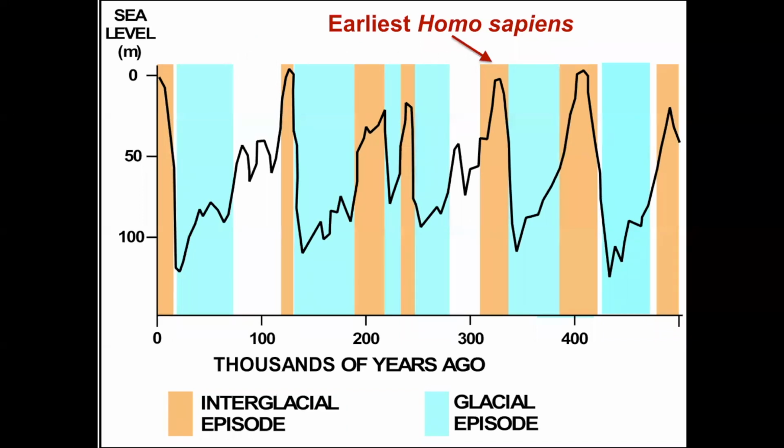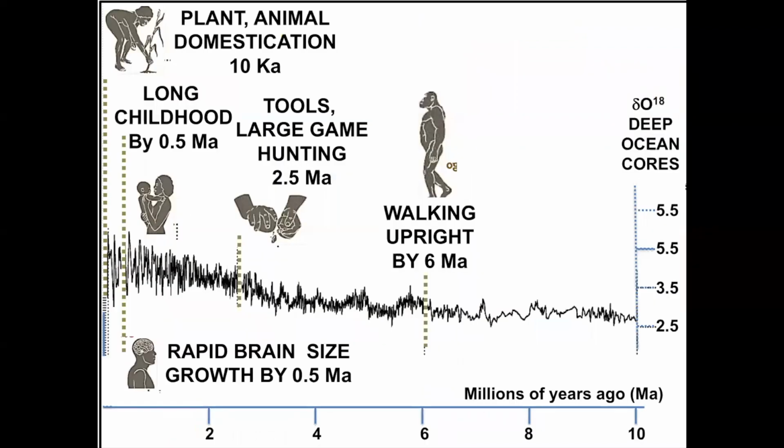And we are ourselves an ice age species. The earliest Homo sapiens occurred during one of the high stands, one of the warm periods, about 300,000 years ago. And we've survived all of those ups and downs ever since. In fact, they may well have shaped who we are.